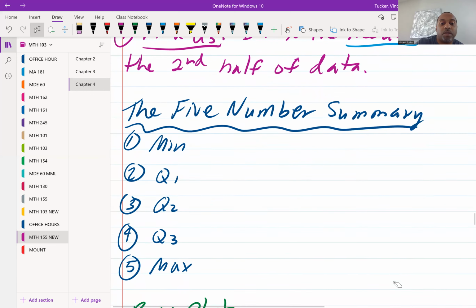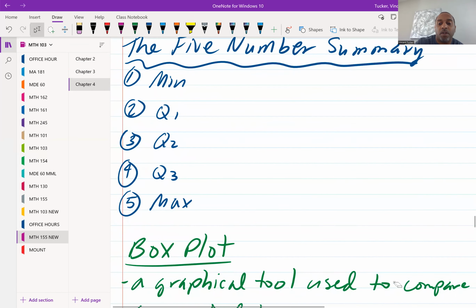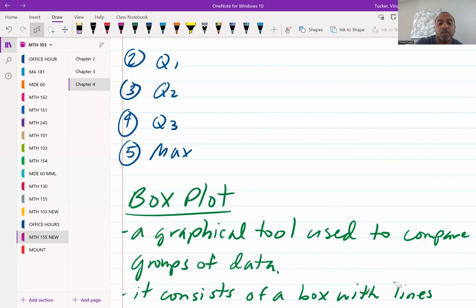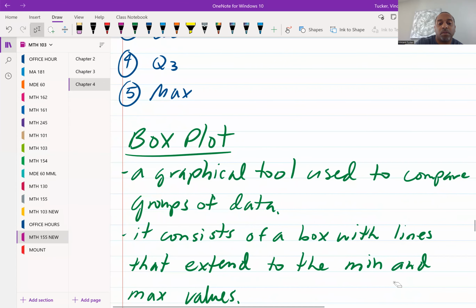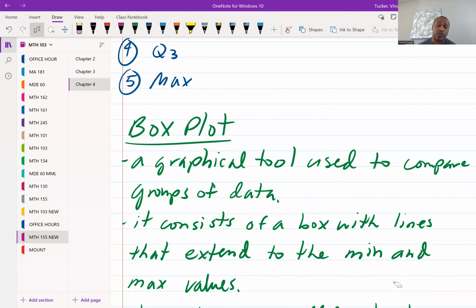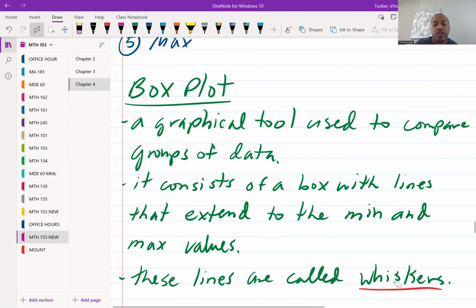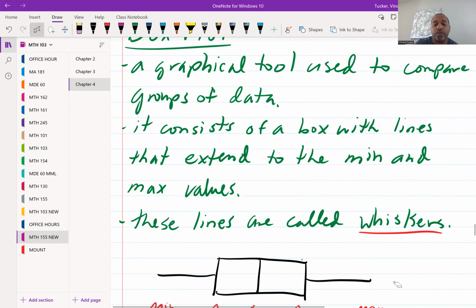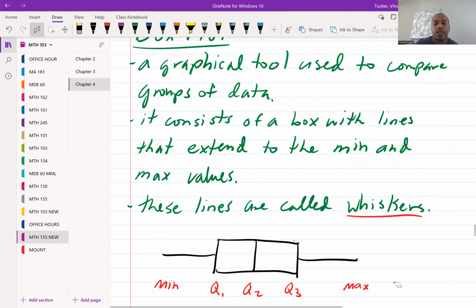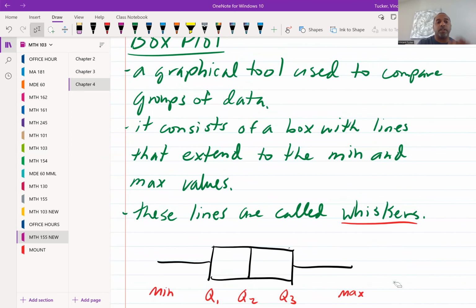All right, scrolling up. Also, the box plot. Anybody holding on to the blue? A box plot is a graphical tool used to compare groups of data. It consists of a box with lines that extend to the minimum and maximum values. These lines are called whiskers. And I meant to write this last class, but I didn't do it.